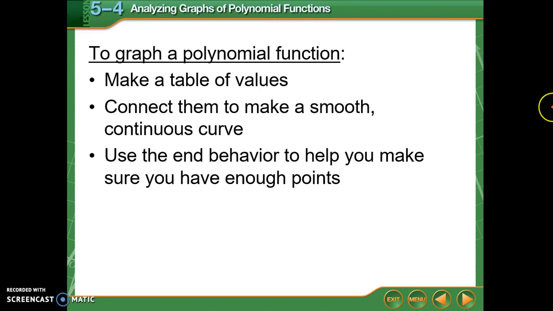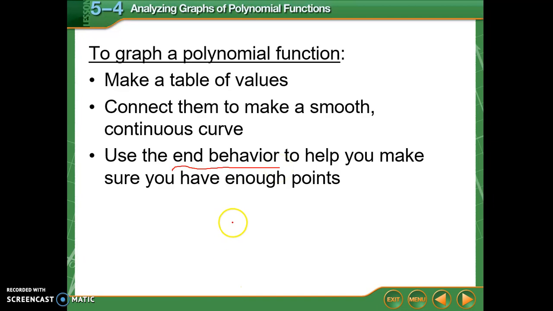Okay, so the first thing we're going to focus on is graphing a polynomial function. To graph a polynomial function, you need to make a table of values. Then you use that table of values and you plot the points, and you connect them to make a smooth, continuous curve. Polynomial functions are always continuous. And then this is super important. We're going to use the end behavior to make sure that you have enough points.